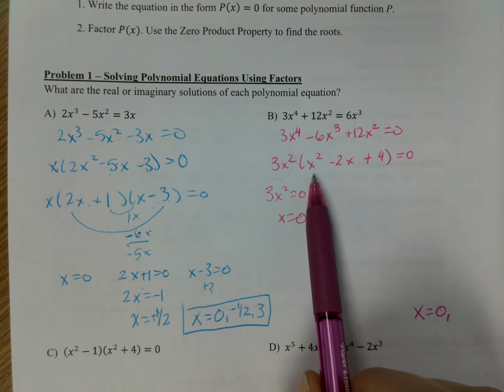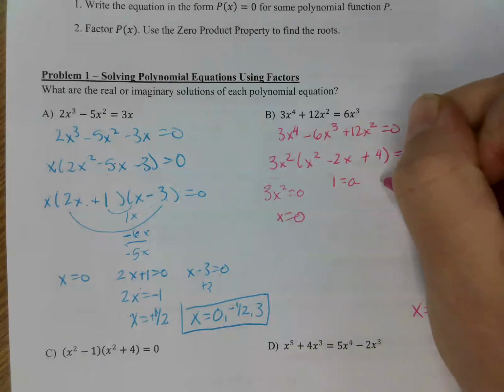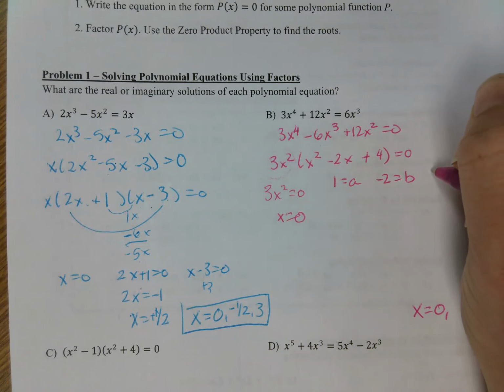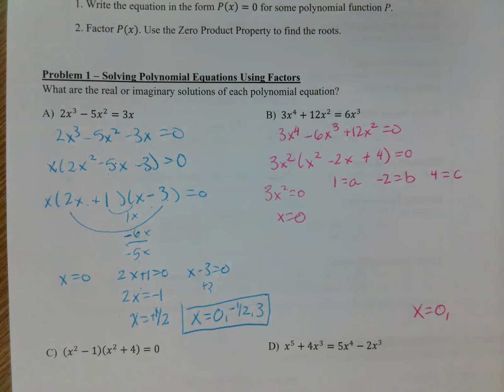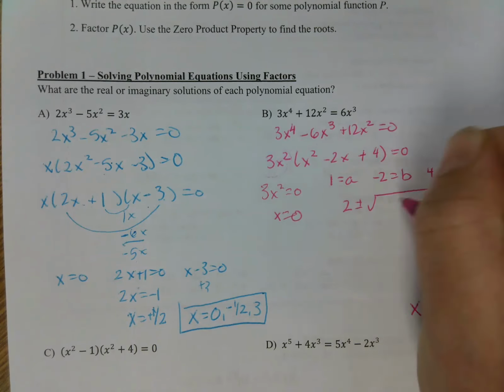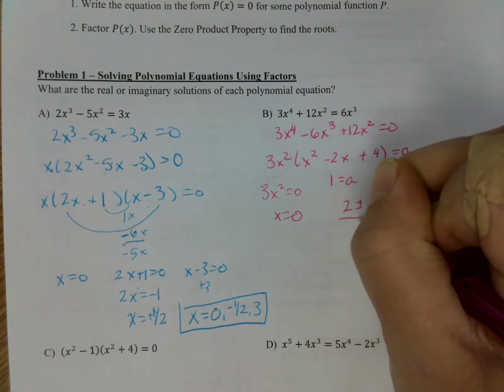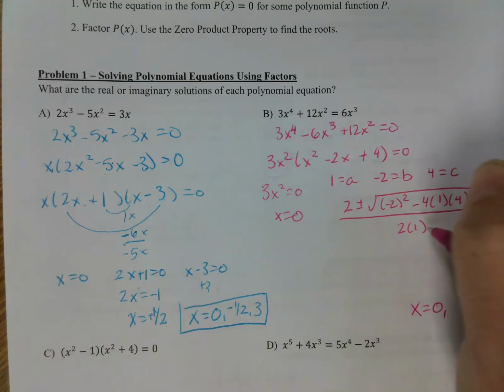Here, though, I have to use my quadratic formula. So 1 is equal to A, negative 2 is equal to B, and 4 is equal to C. Now if I use my quadratic formula, opposite B plus or minus the square root, make sure to put this in parentheses, B squared minus 4AC, all over 2A.